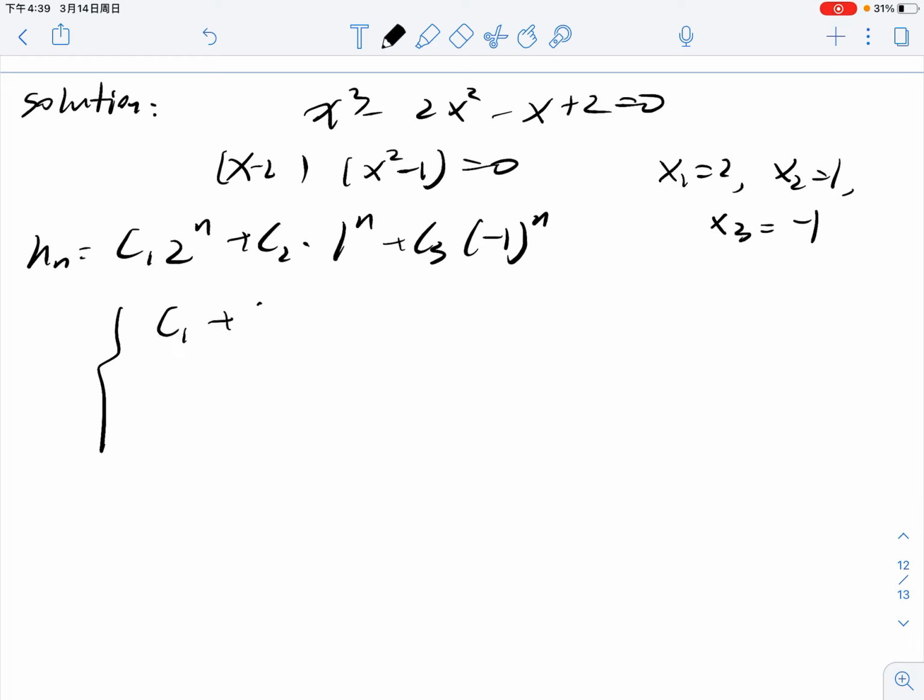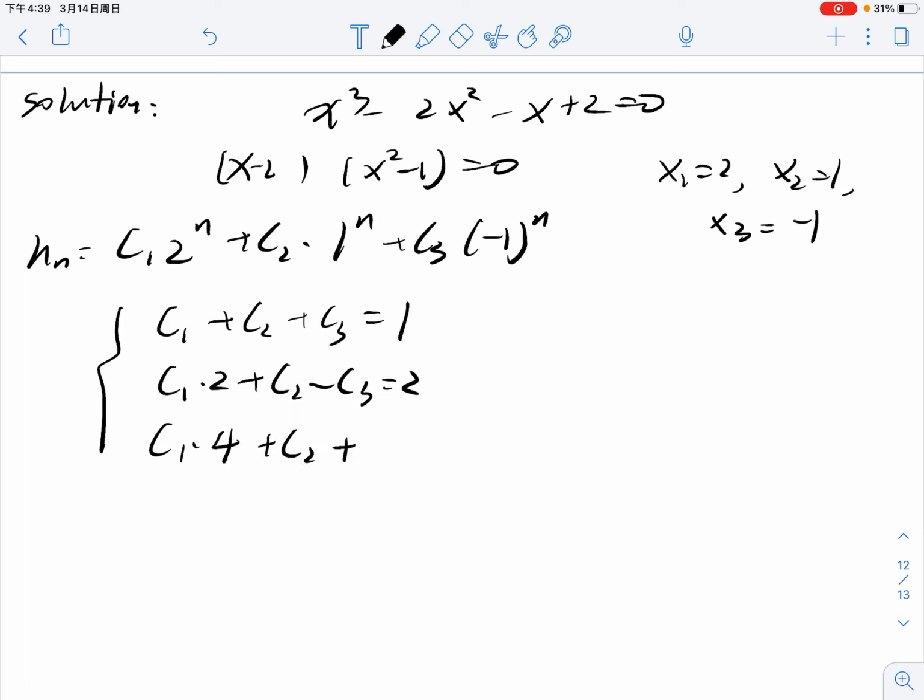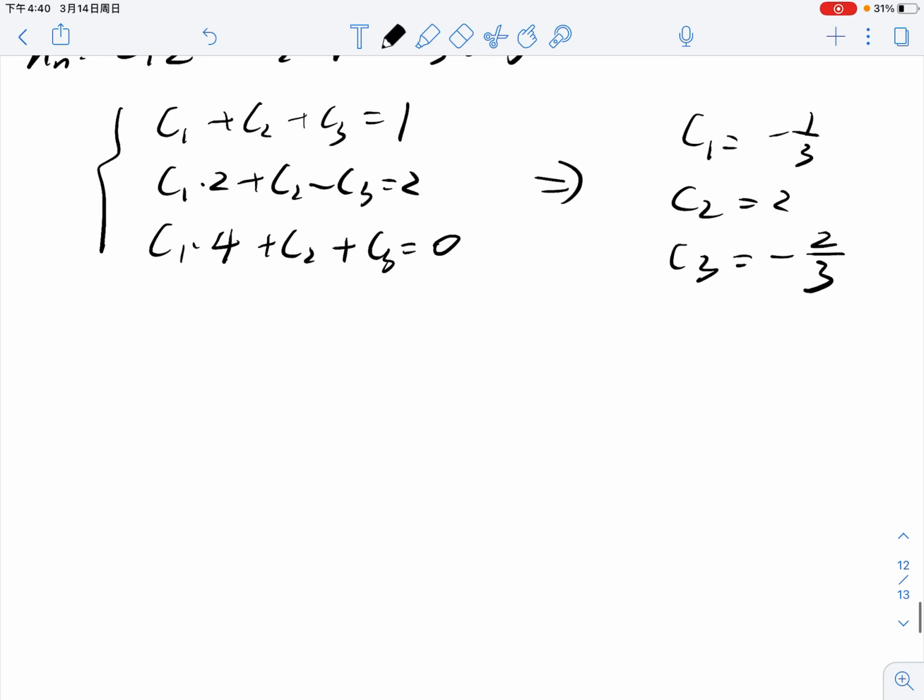And all you need to do is accommodate the initial data. And then you plug in the formula for n equals 0, 1, 2. And then you can solve. C1 is negative 1/3, C2 is 2, C3 is negative 2/3, and Hn is 2 minus 2 to the nth power over 3 minus 2 times negative 1 to the nth power over 3.